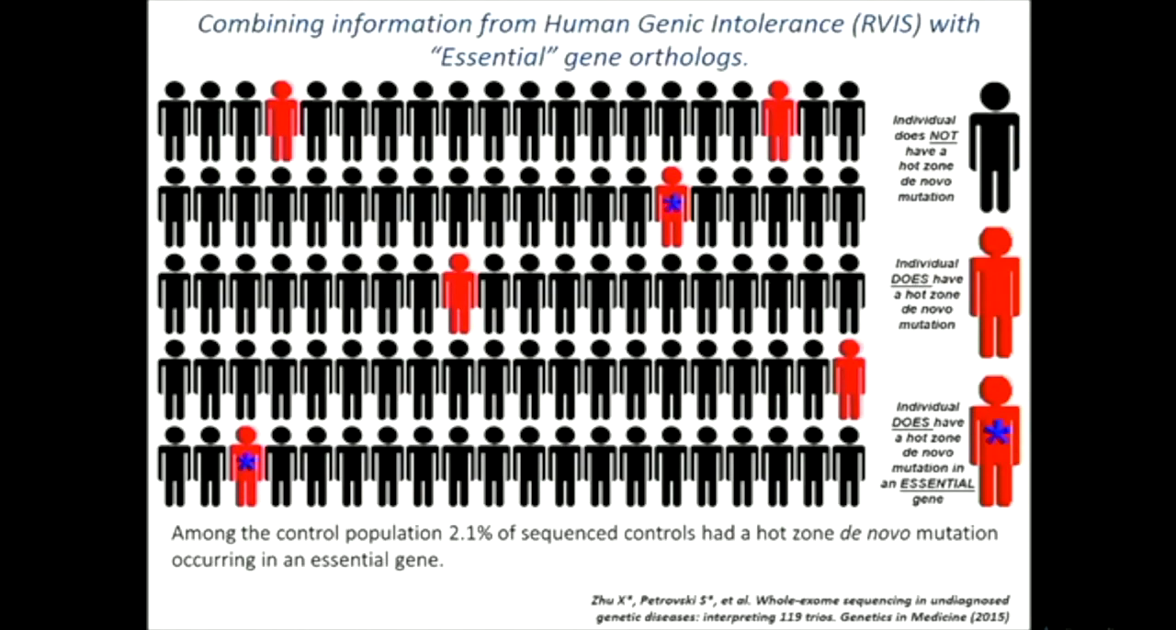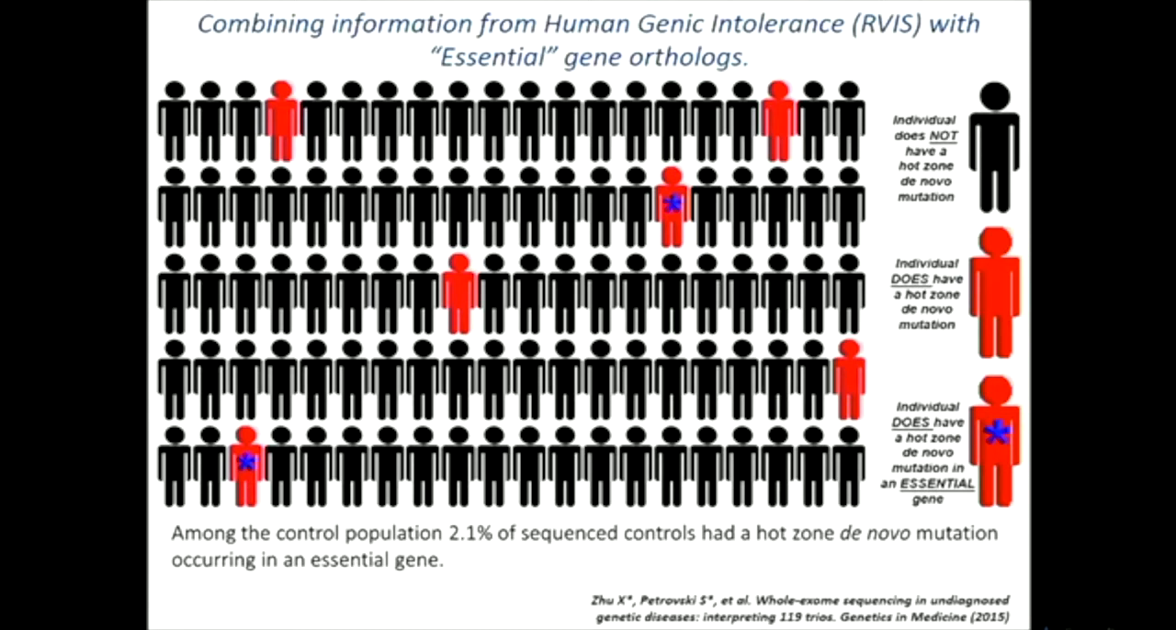And this can be translated to percentage population. If you think about it from the 750 trios that were sequenced, this quantifies to about 6% of individuals having a hot zone de novo mutation. But then we have an additional piece of information from the animal studies, and these are essential genes. So we ask how many of these hot zone de novo mutations also occur in a gene that's known to cause lethality in mice.